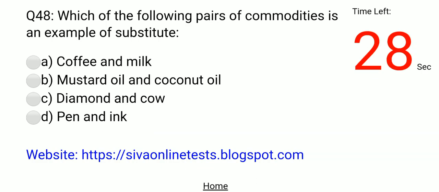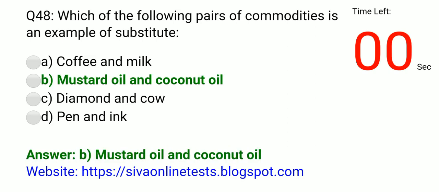Question 48. Which of the following pairs of commodities is an example of substitute? Options. A. Coffee and milk. B. Mustard oil and coconut oil. C. Diamond and cow. D. Pen and ink. Answer. B. Mustard oil and coconut oil.